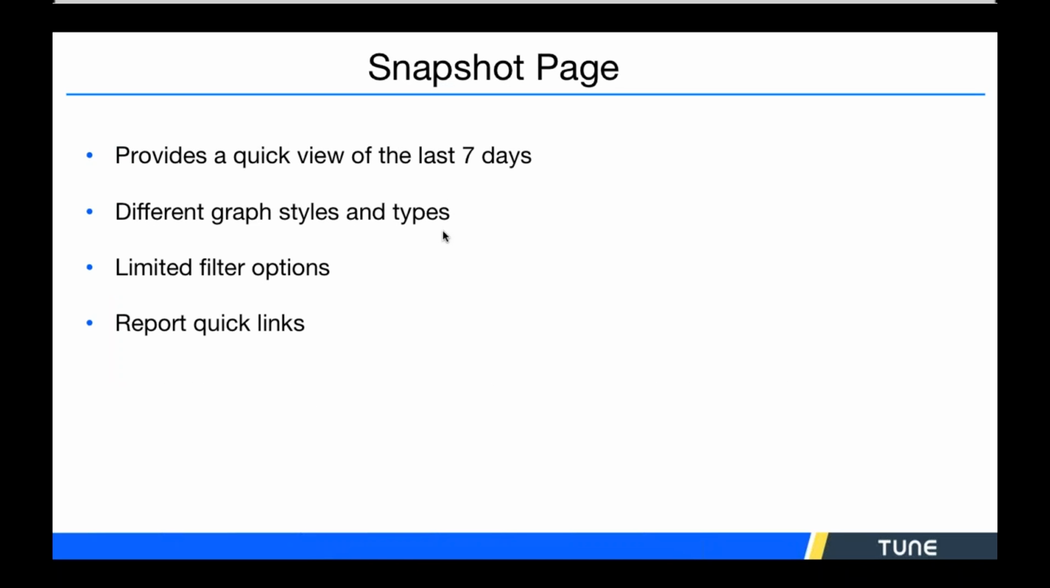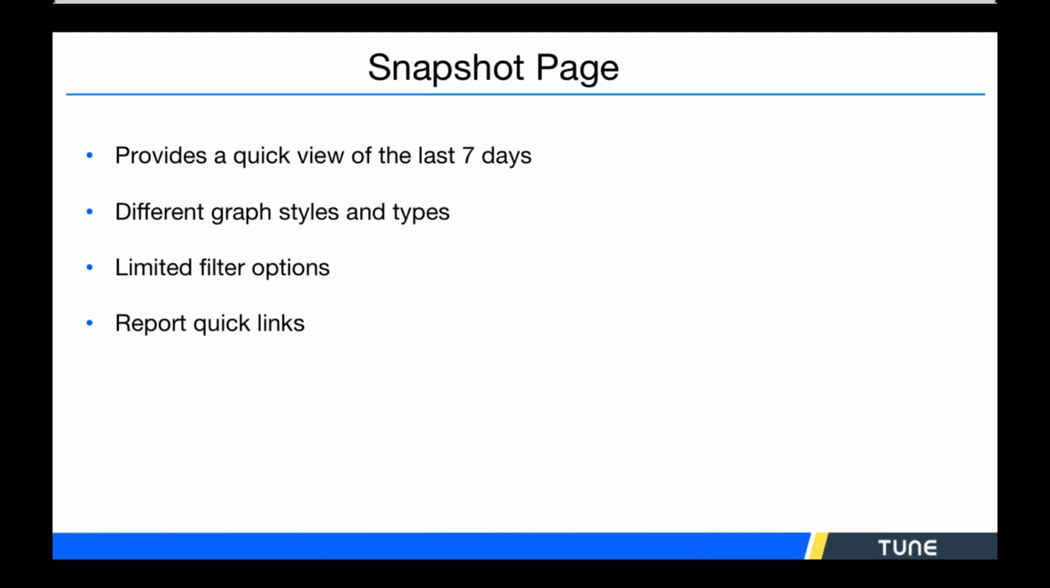So we're going to start by taking a look at the Snapshot page, and this is the page that you land on when you first log into your HasOffers network. This is going to display a quick view of the last 7 days with different graphs. There are limited filter options, so it's not a true report. It's just meant to be an overview of a certain period of time.